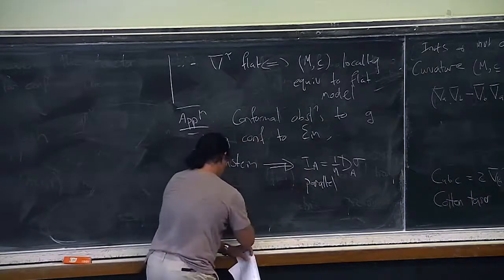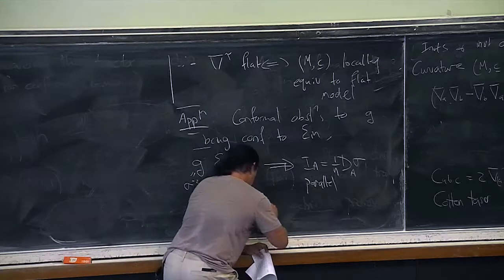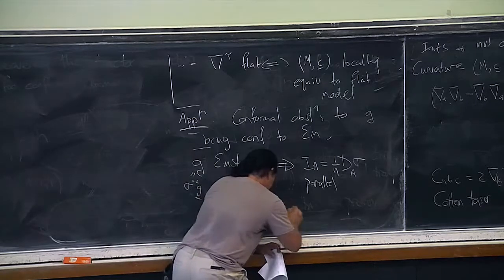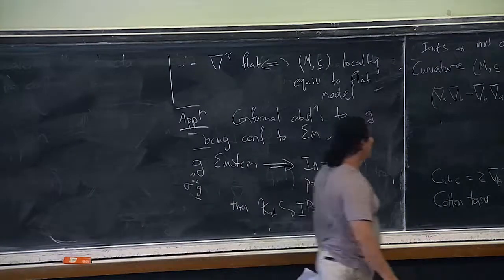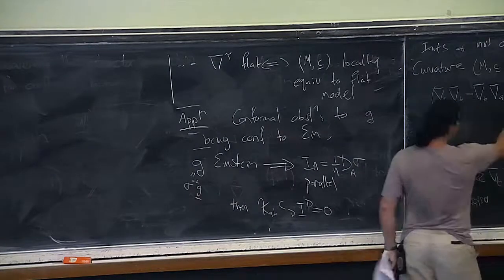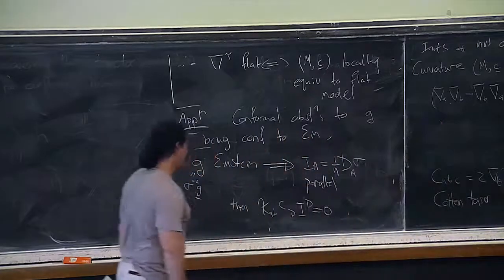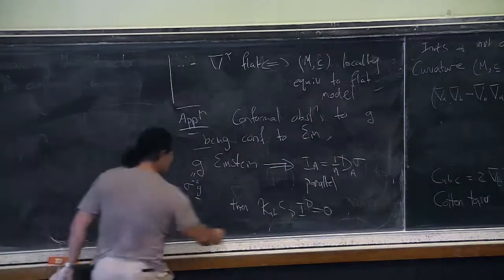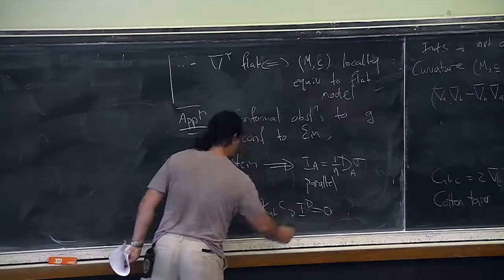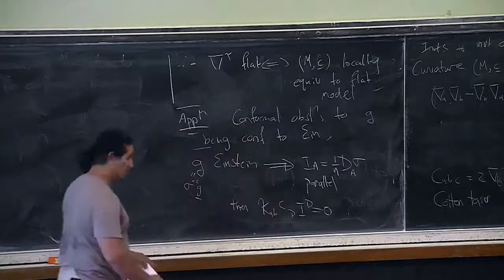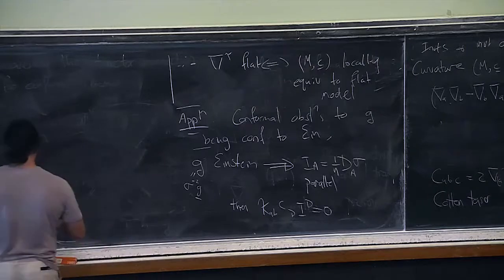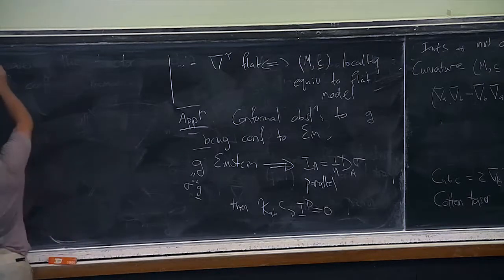Right? Because if something is parallel, it's killed by the connection. So in particular, the curvature has to annihilate it. But this is some conformally invariant object we've found. So this is giving us a constraint on that conformally invariant object. So here's a kind of trivial proposition that you get out of that.